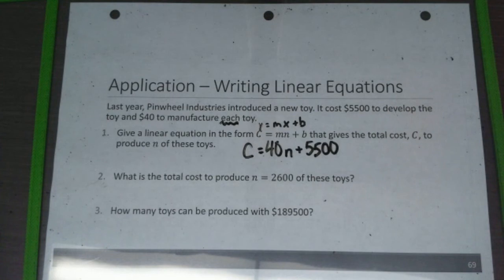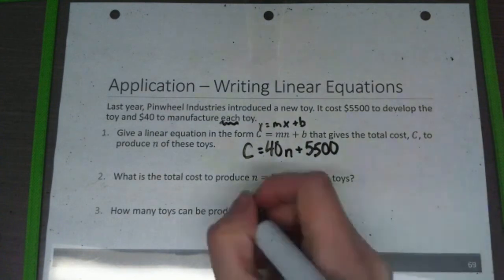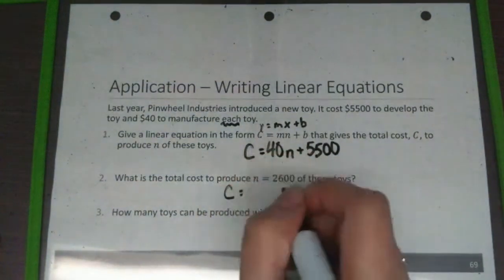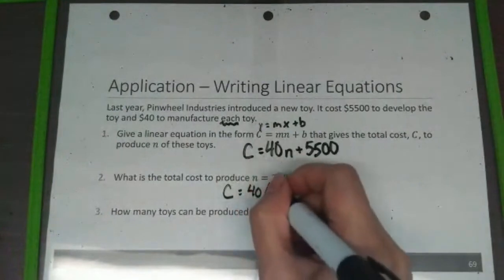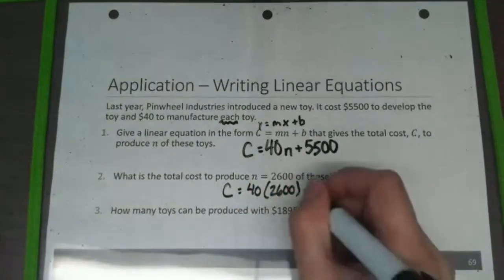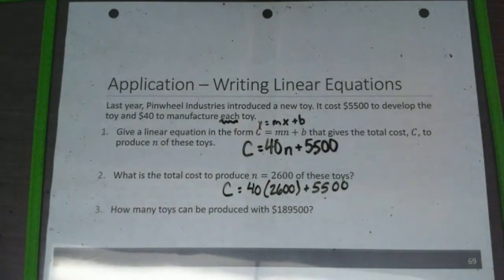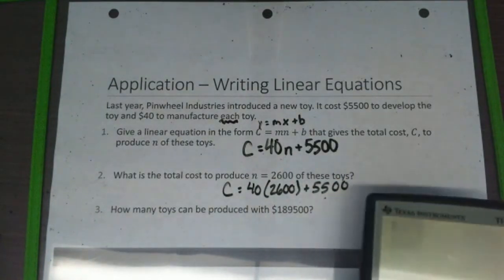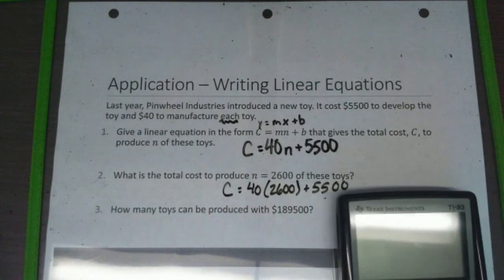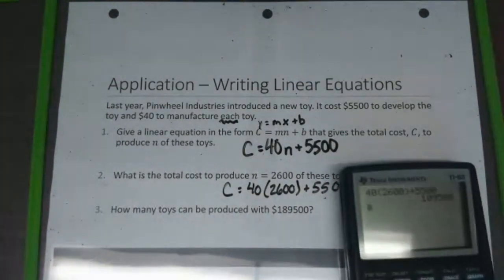We want to know what is the total cost to produce n equals 2,600 of these toys. So all I need to do is plug in 2,600 for n. So we'll have C is equal to 40 times 2,600 plus 5,500. I'm going to go ahead and plug that one into the calculator. We have 40 times 2,600 plus 5,500. 109,500.